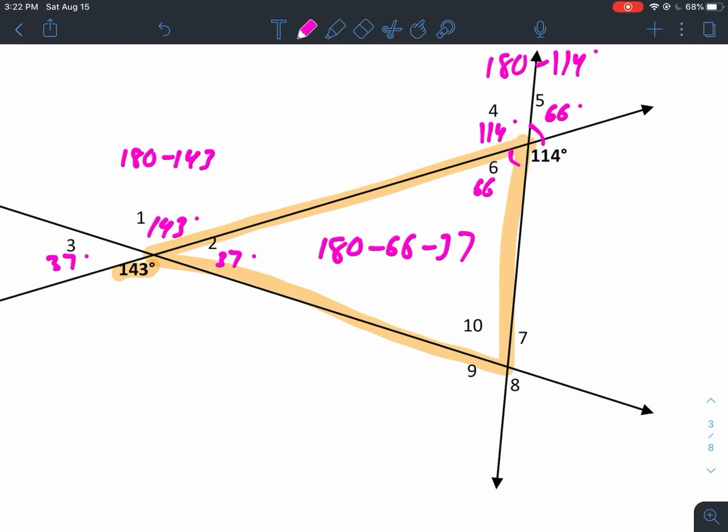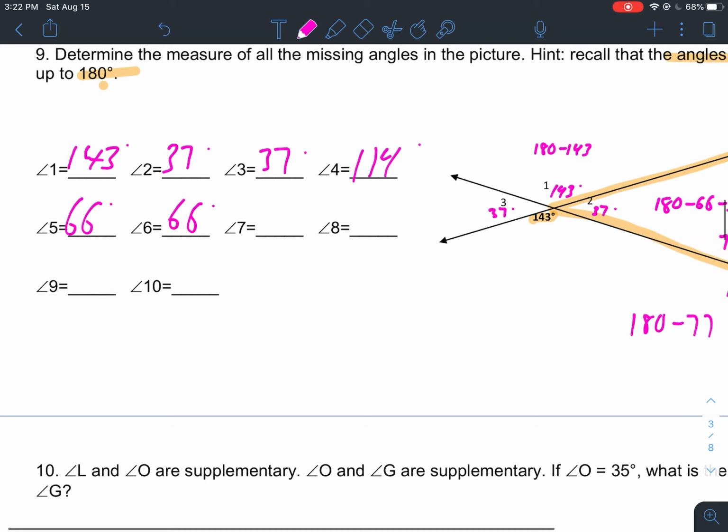So go ahead and pull your calculators out if you haven't already. 180 minus 66 is 114, minus 37 is 77, which is vertical to 8, so that's also 77. And then to get 7 and 9, we simply do 180 minus 77, and these are both 103. So 8 and 10 are 77. 7 and 9 are 103.